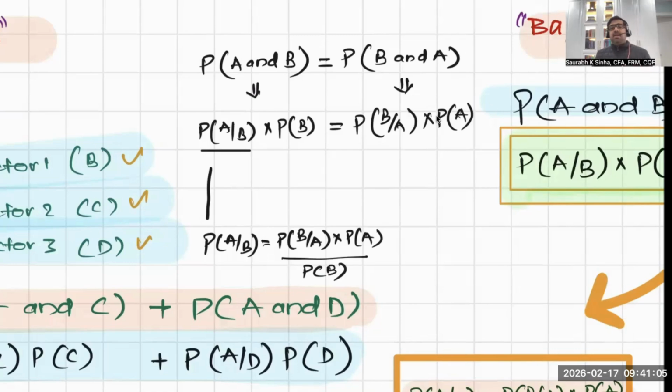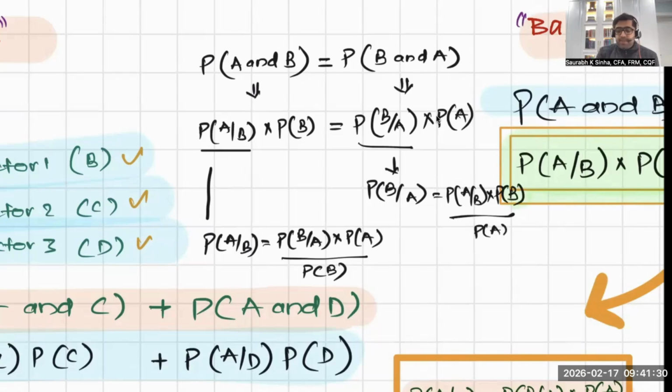But if you are interested in finding probability of B given A, what will you do? You will throw A in the denominator in the left hand direction. So now it will become probability of B given A is equal to probability of A given B into probability of B upon probability of A. Okay, I'm writing it again. This is probability of B given A is equal to probability of A given B into probability of B upon probability of A.